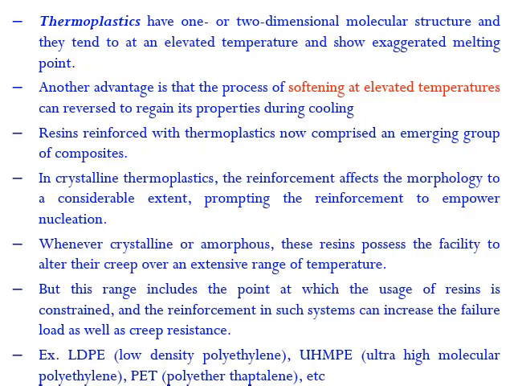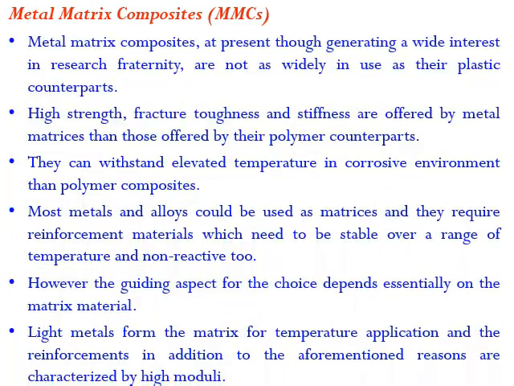So the next category will be metal matrix composites. Here metals have very good strength, generating a very wide interest compared with plastics as their counterparts. They have high strength, fracture toughness, and can withstand elevated temperature. They also have corrosion resistance, so even with high temperature they can withstand corrosion.